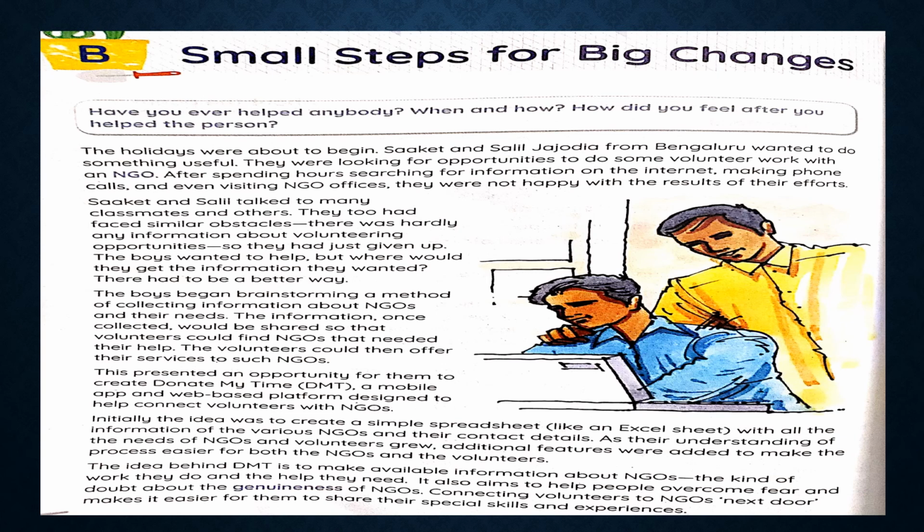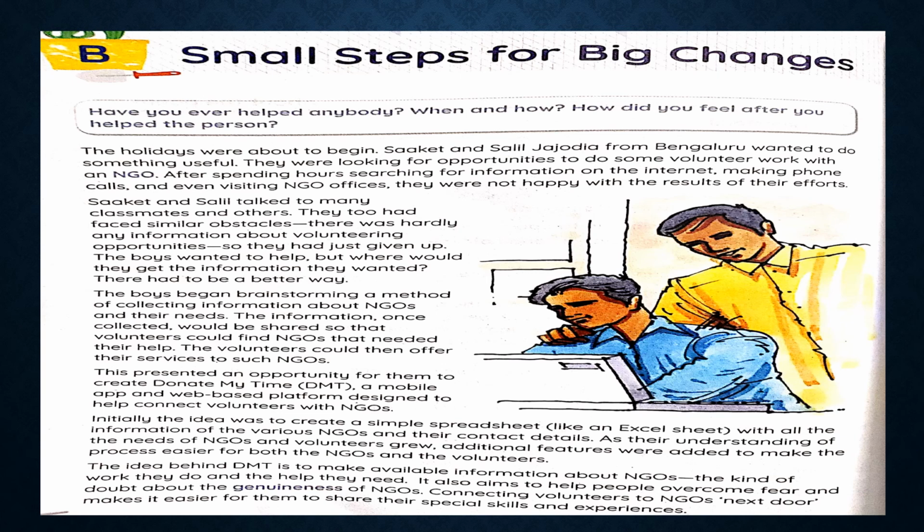Saket and Salil talked to many classmates and others. They too had faced similar obstacles. There was hardly any information about volunteering opportunities, so they had just given up. The boys wanted to help, but where would they get the information they wanted? There had to be a better way.